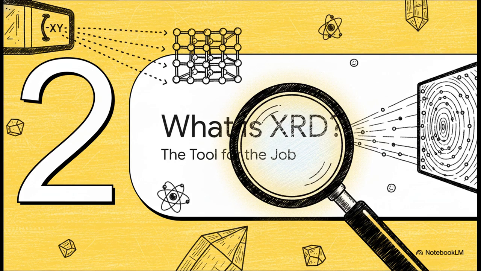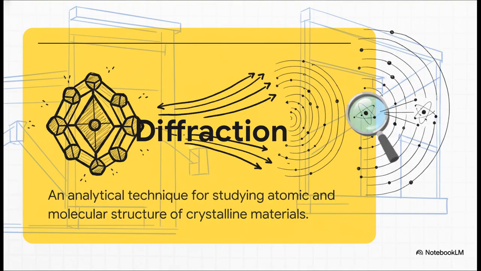And the key that finally let us unlock that secret? It's a really ingenious technique called X-ray diffraction, or XRD for short. This is the tool that gave us a window into the atomic world. So, what is it really? Well, simply put, XRD is a way for us to figure out the atomic structure of a crystal without destroying it. It's kind of like being able to get a perfect blueprint of a building's entire internal framework just by shining a special kind of light at it.